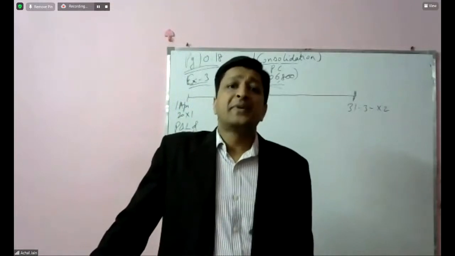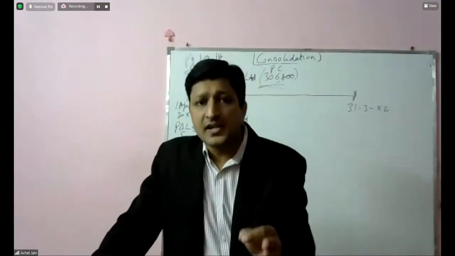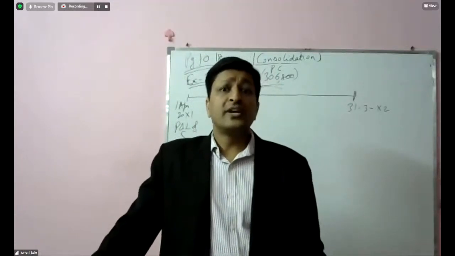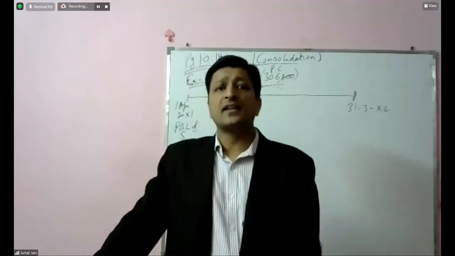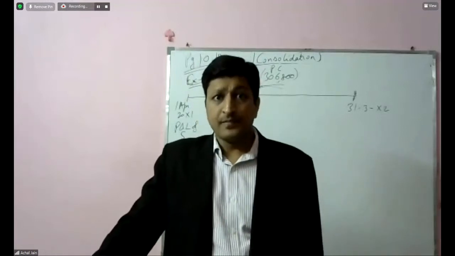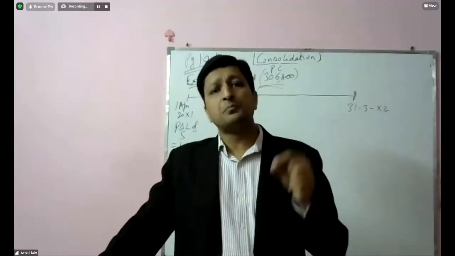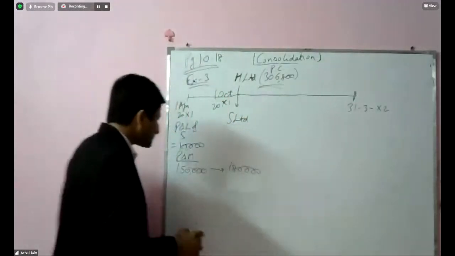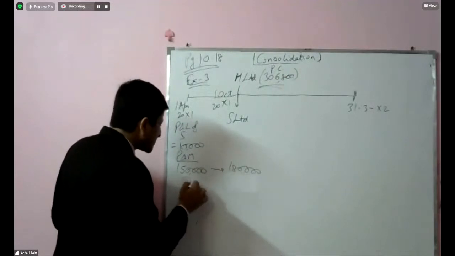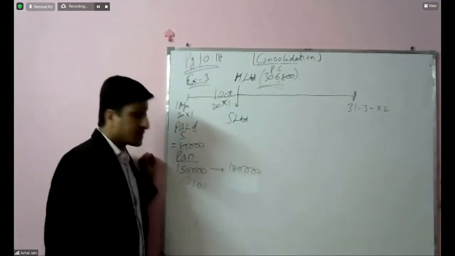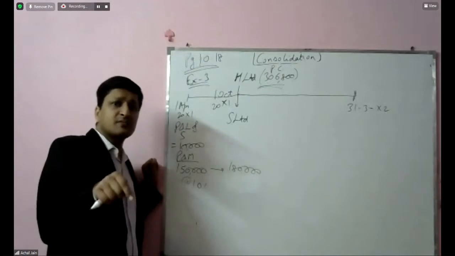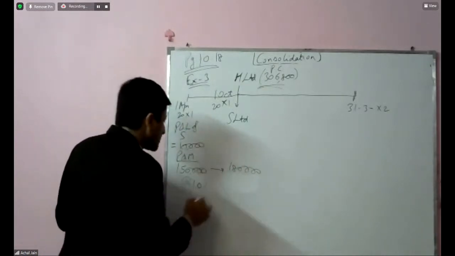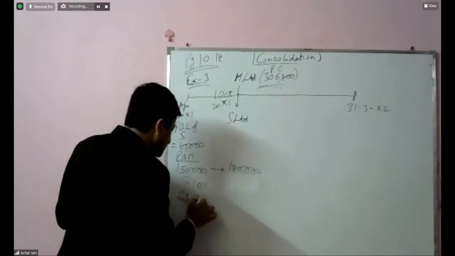Now, depreciation rate has been considered as 10%. So we need to charge depreciation at the rate of 10%. But 10% will be computed proportionately for 6 months. So if you charge depreciation at the rate of 10%, it becomes 15,000. But for 6 months, it will become 7,500. So what will be the depreciation charge for 6 months? 7,500.